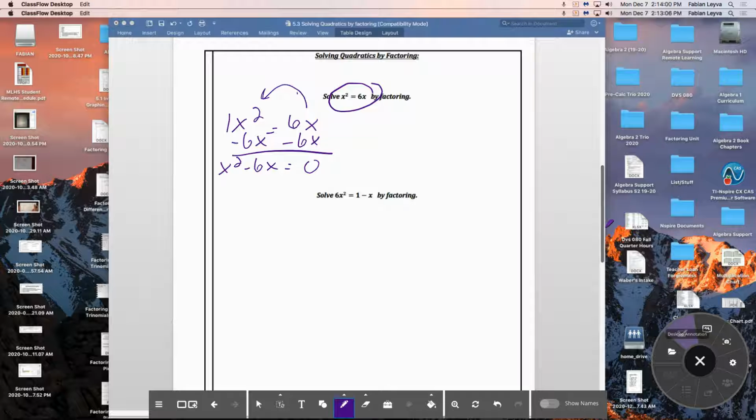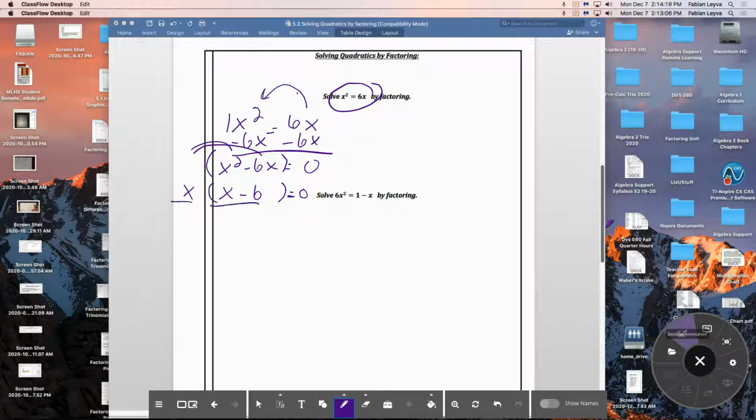Now again, you are using the 0 property. That's why we set it equal to 0. Now we have to factor the left side. Start with the greatest common factor, which in this situation is an x. You're going to be left with x times x minus 6 is all equal to 0, is what I meant to say.